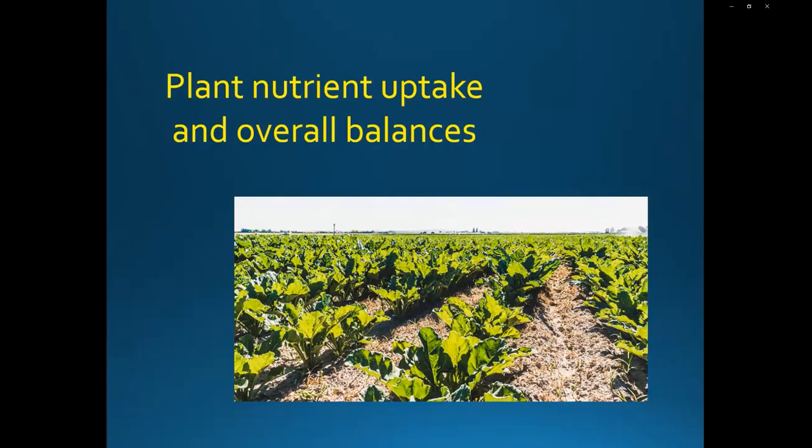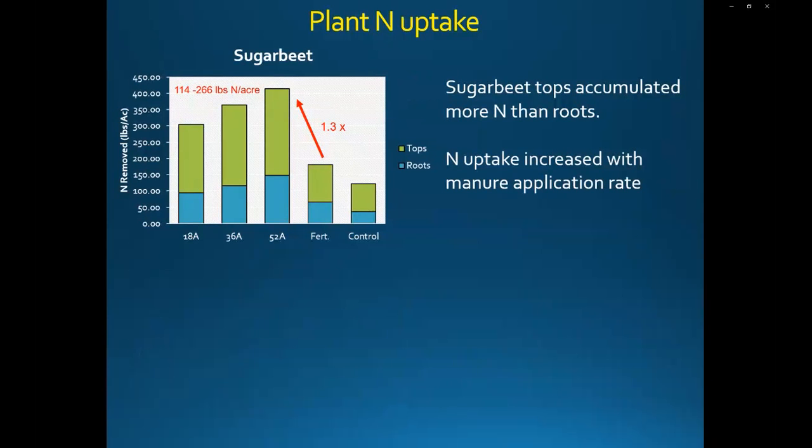So now we're going to look at the plant nutrient uptake and overall balances in this study. So I'm going to focus on the sugar beet and potato because they were pretty interesting. As we saw earlier, the barley protein increased with manure application rate, and we saw the same trend in the wheat, so there was greater N uptake in both of those crops as well with increasing manure application rate.